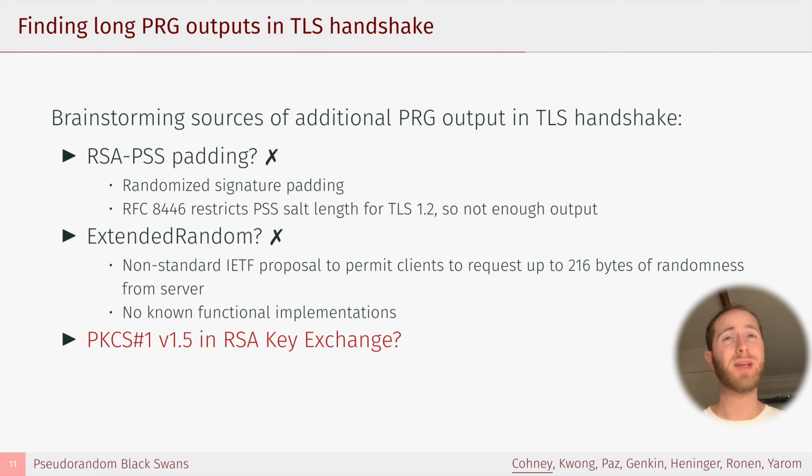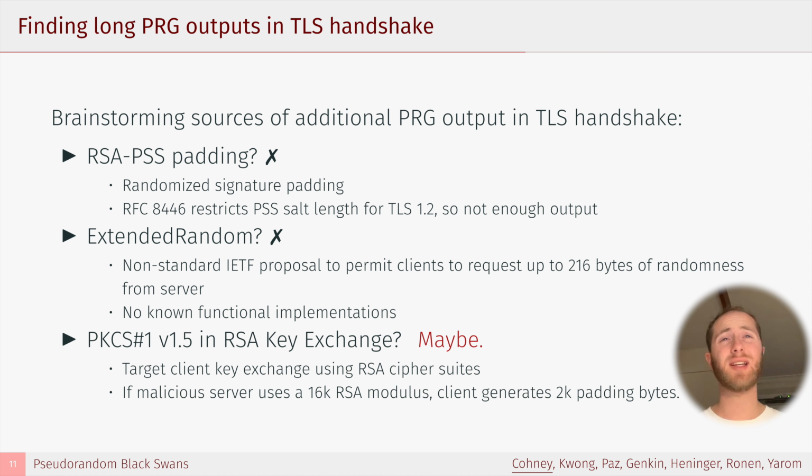Last but not least, PKCS #1 v1.5 padding. Well, this is a familiar bugbear and perhaps the solution to our problems. It turns out if the server uses a really large RSA modulus, the client will generate a correspondingly large amount of randomized padding, which the server then gets to observe. So, if you get a malicious website to serve a really large certificate, once a client encrypts the TLS pre-master secret to their certificate and sends it over, the server can decrypt the message and see the randomized padding.